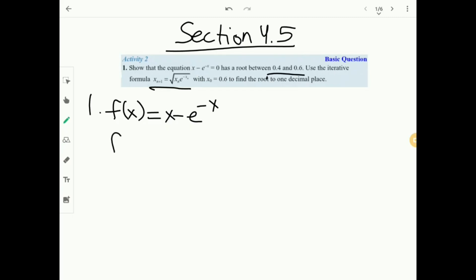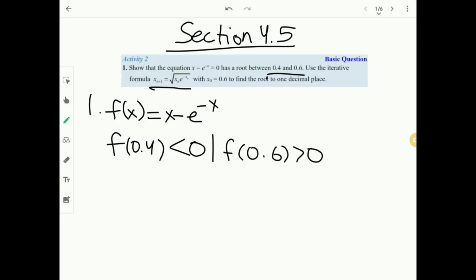So let's see. F of 0.4. I've solved it beforehand. It is a negative value. You guys can find the exact value for yourselves, but you can easily write negative. And f of 0.6 is positive. Seeing this, what do you guys remember? We learned a theorem on this.